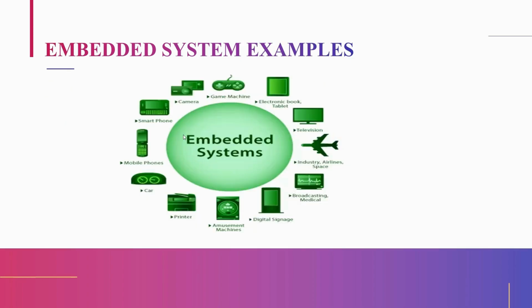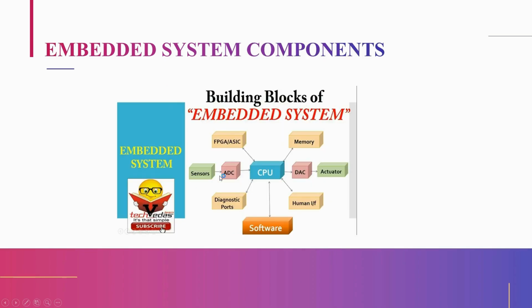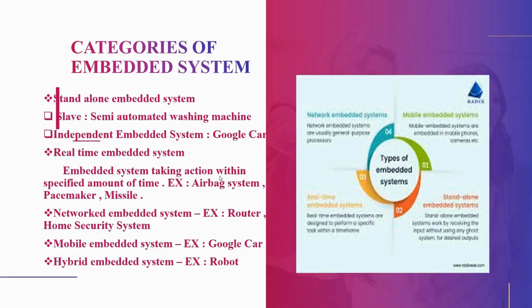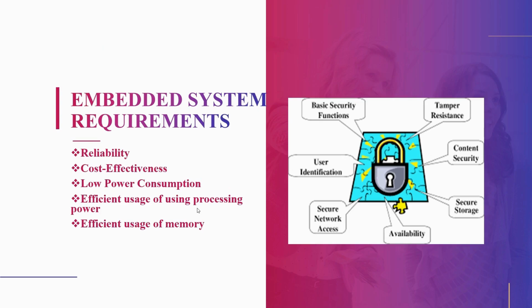These are examples of embedded systems: game machines, electronic books, tablets, television, industry, airlines, space, broadcasting, medical, digital signage, amusement, printers, cars, mobile phones, smartphones, cameras. This is the block diagram of an embedded system, and these are the types of embedded systems: standalone, like semi-automatic washing machines; real-time embedded systems, like airbag systems and pacemakers; networked embedded systems like routers; mobile embedded systems like Google Car; and hybrid embedded systems like robots.